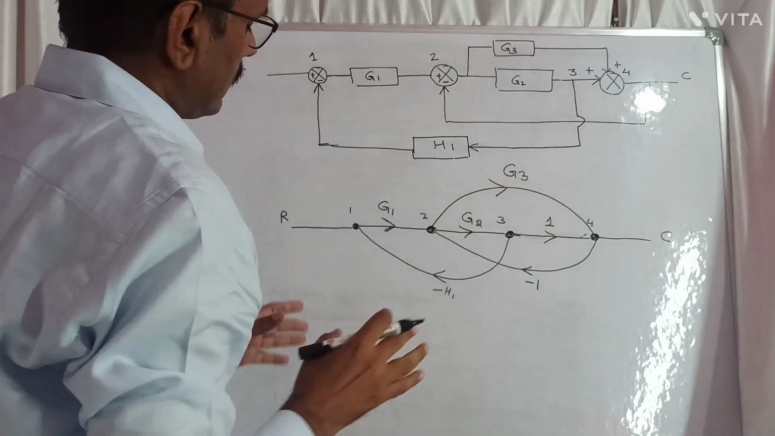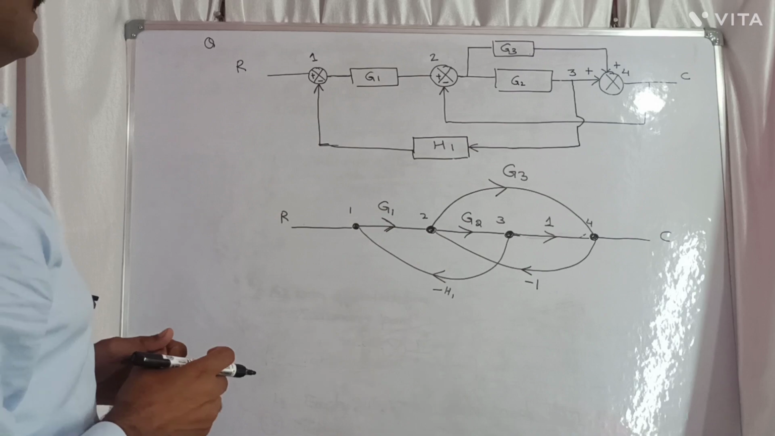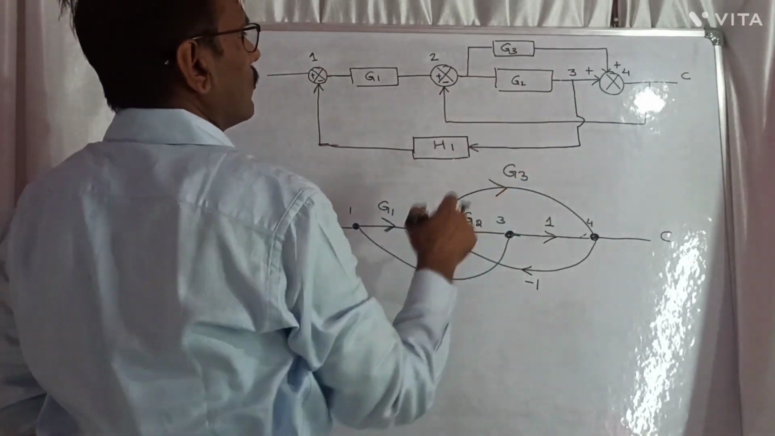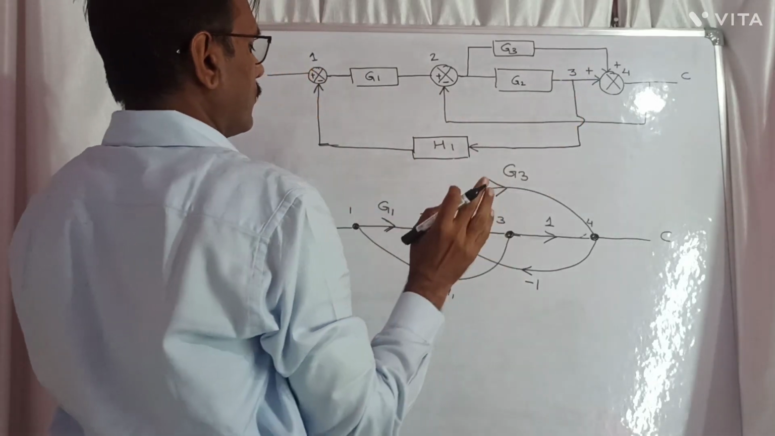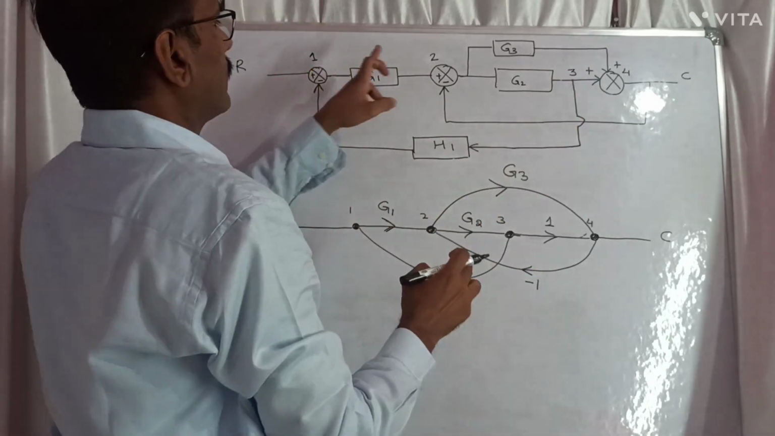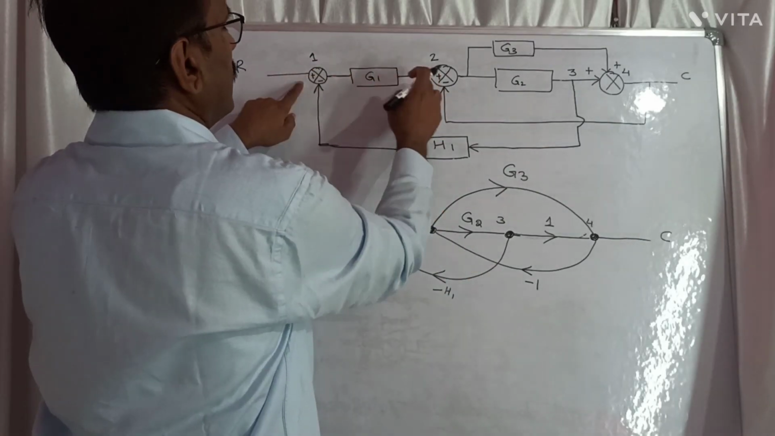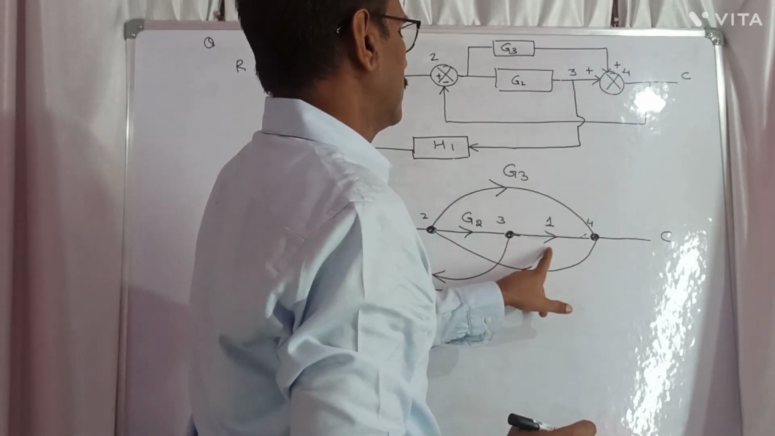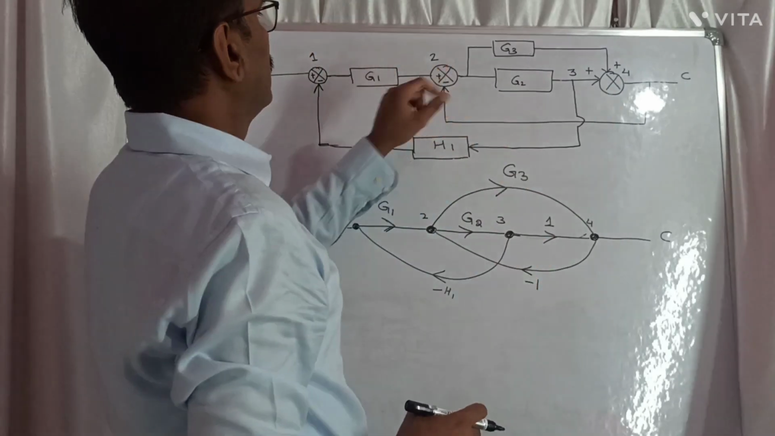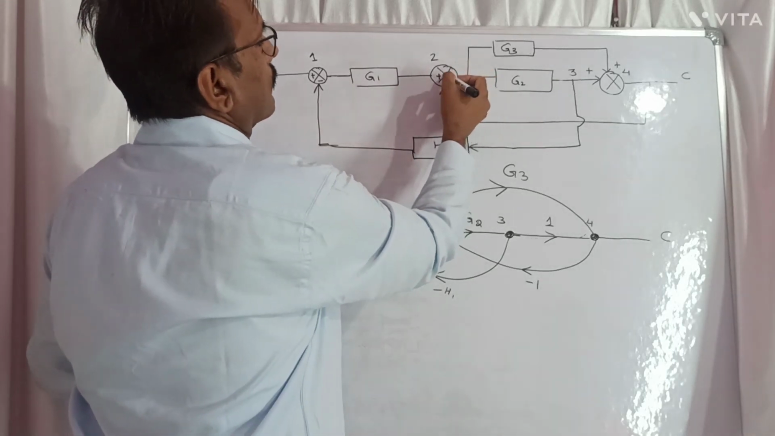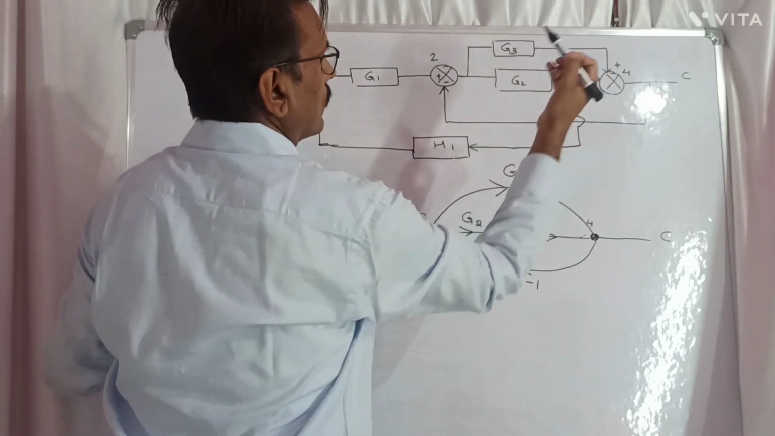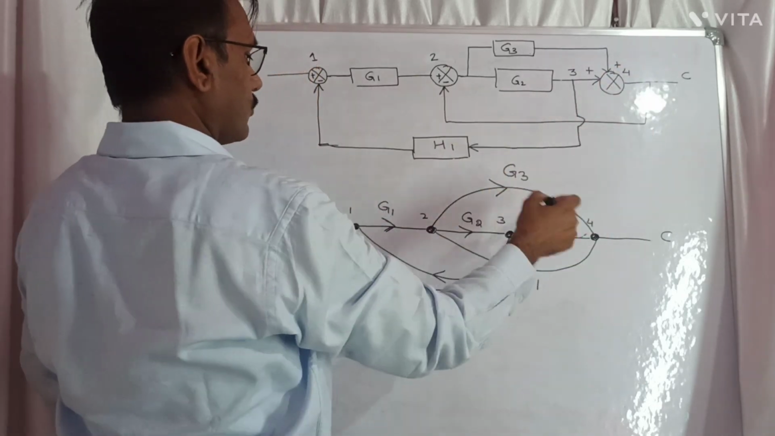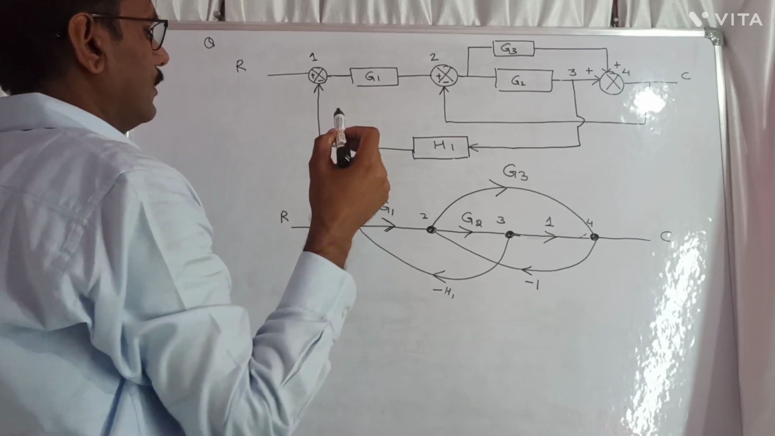So with this method we draw the signal flow graph. First, the 3 summing points became nodes. One takeoff point before a summing point, so we drew 4 nodes. Between 1 and 2 gain G1, between 2 and 3 gain G2, 3 and 4 nothing. So we will write 1 here. From the node 2 the gain goes to 4. So G3 here. From 4 to 2 minus 1, from 3 to 1 minus H1.